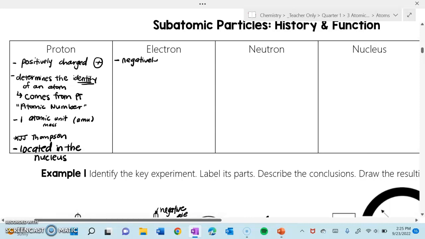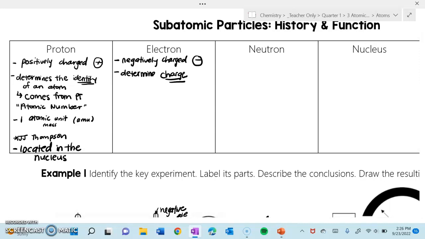These are negatively charged particles, and they're really, really tiny. So they do not have mass, and they actually determine charge in an atom. Protons determine identity, electrons determine charge. If the protons equal the electrons, then it's neutral. If they do not, then we have charge. So you can find that by subtracting protons minus electrons.